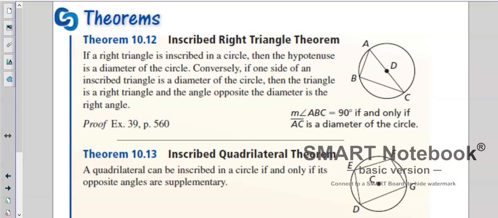Inscribed angle, I can read. Inscribed right triangle theorem. If a right triangle is inscribed in a circle, then the hypotenuse is the diameter. Conversely, if one side of an inscribed triangle is the diameter, then the triangle has to be a right triangle. And the angle opposite the diameter is the right angle. All right? That's just a given. It has to be.